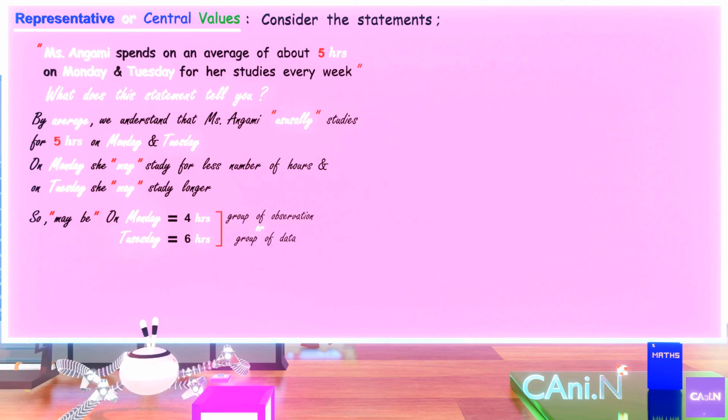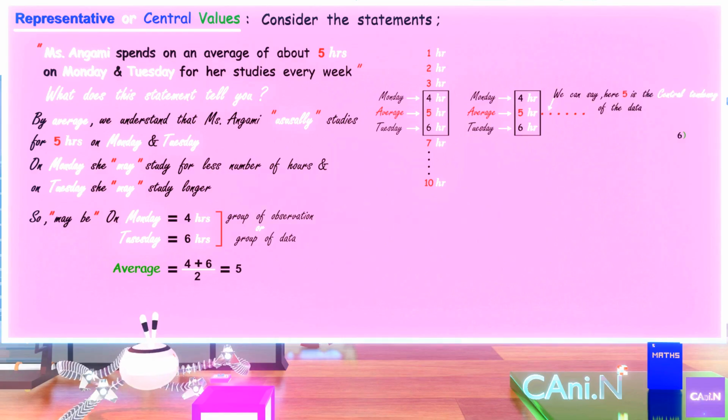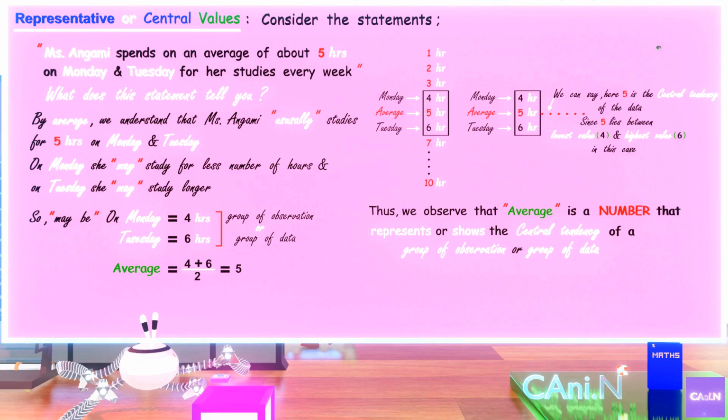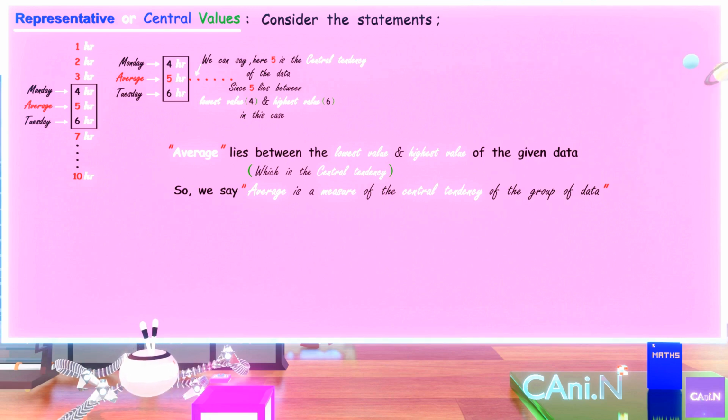So, this is the group of observation or group of data we have. And average equals 4 plus 6 by 2 equals 5. So, we can say, here 5 is the central tendency of the data. Since 5 lies between the lowest value, 4, and highest value, 6. Thus, we observe that average is a number that represents or shows the central tendency of a group of observation or group of data. Average lies between the lowest value and highest value of the given data, which is the central tendency. So we say, average is a measure of the central tendency of the group of data.